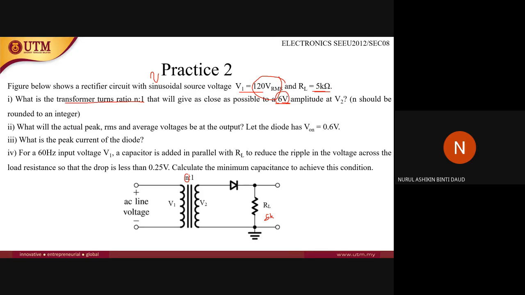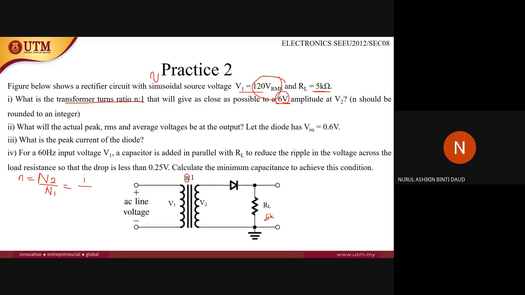So how to solve this question first? First of all, N is equal to N2 divided by N1, right? I hope all of you have remembered this one. So N2 is given 1.